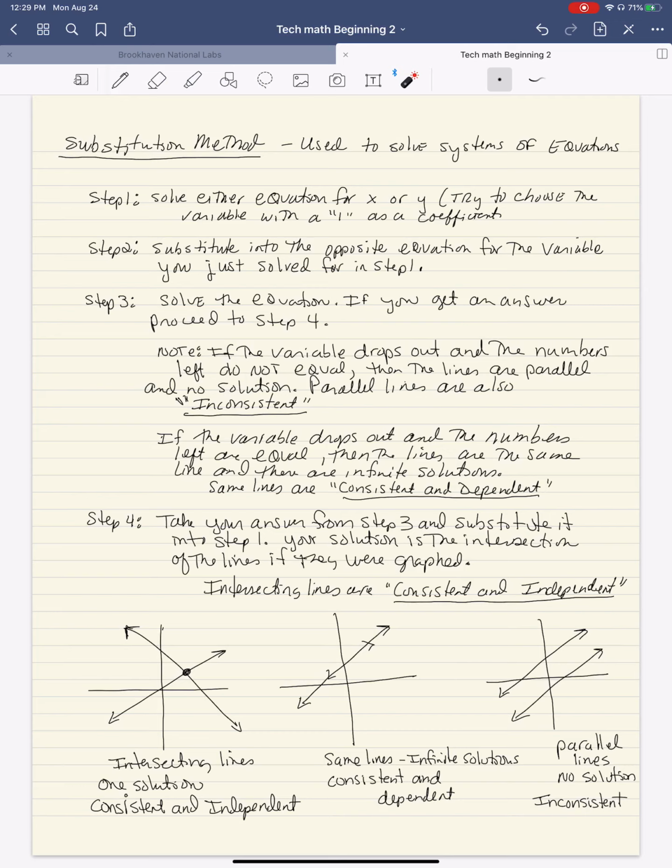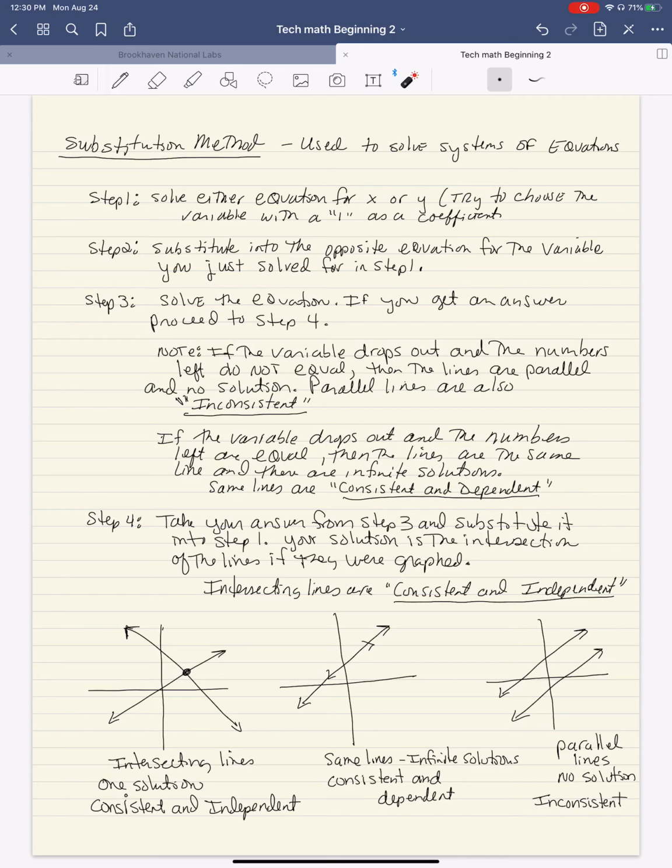On step 3, if the variable drops out and the numbers left do not equal, then the lines are parallel and there's no solution. Parallel lines are also inconsistent lines. If the variable drops out and the numbers left are equal, then the lines are the same line and there are infinite solutions. Same lines are called consistent and dependent. If you do get a solution from step 4, the intersecting lines are also called consistent and independent.